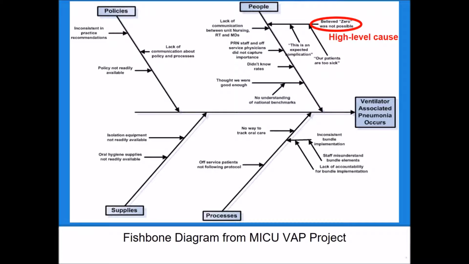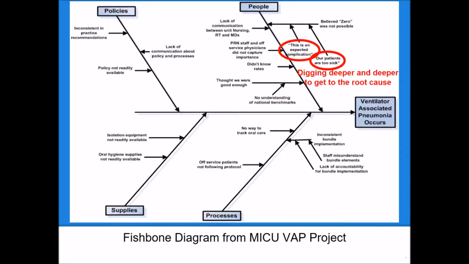They then dug down into, for instance, the people category to think of what specific causes might be contributing. For instance, they decided that many of the staff might not even believe it's possible to have zero ventilator-associated pneumonias. But then they continued to ask why. Why might this be? And for instance, when talking to some of their staff, they realized that many staff believe that ventilator-associated pneumonias are just an expected complication of their patient population, or that their patients are just too sick to ever be able to completely eliminate ventilator-associated pneumonias.